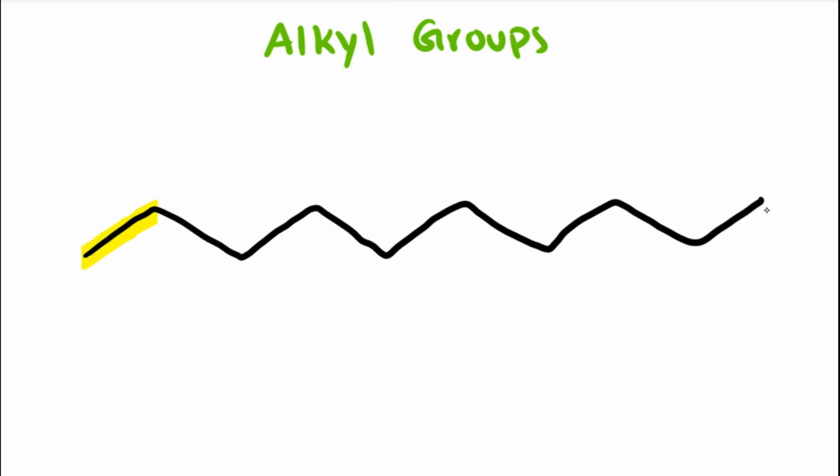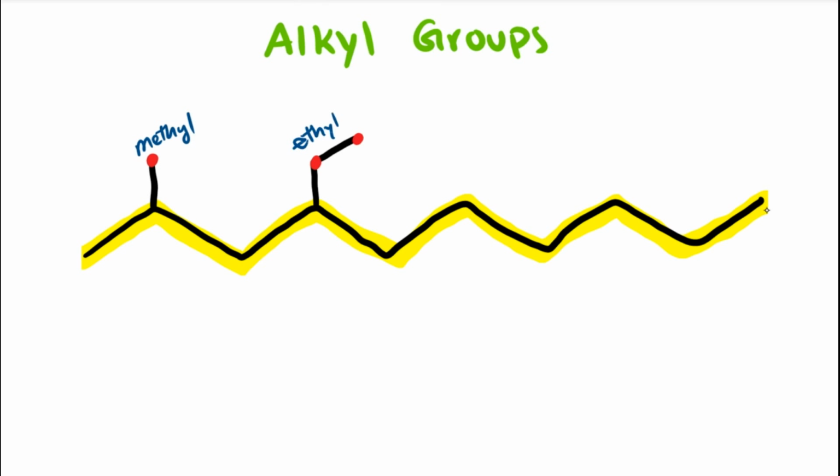Let's say this is your main carbon chain. When there is one carbon attached to your main carbon chain, it's called methyl. When there are 2 carbons attached to your main carbon chain, it's called ethyl. When there are 3 carbons attached to your main carbon chain, you call it a propyl. When there are 4 carbons attached to your main carbon chain, you call it a butyl.